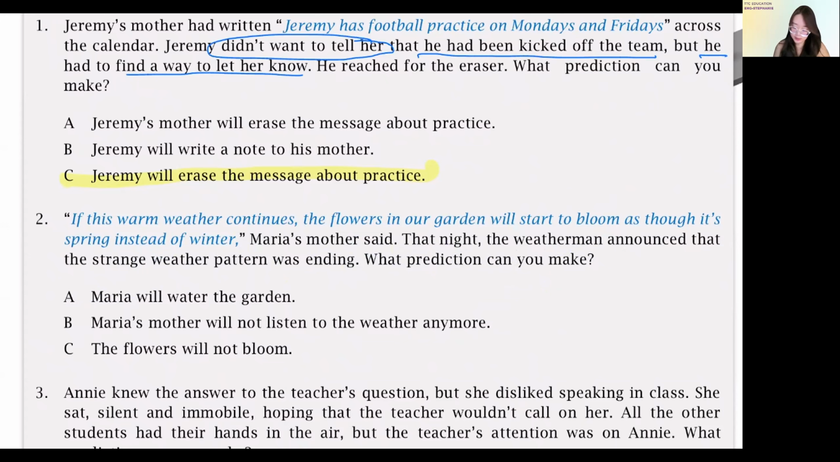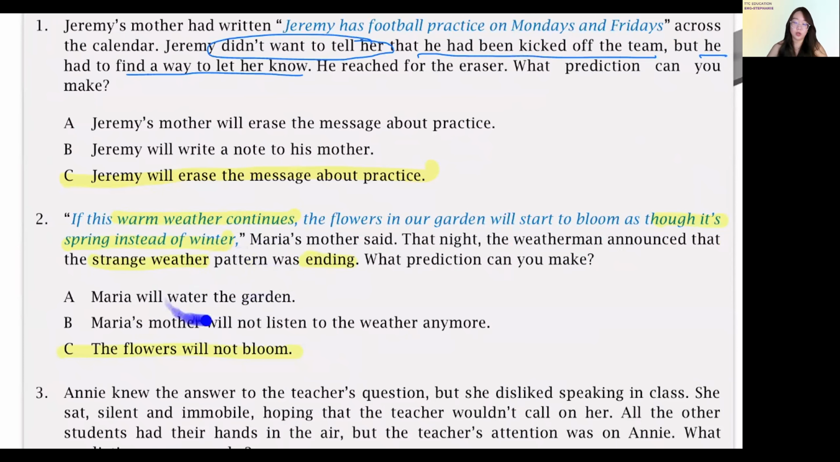Okay, so keywords here: warm weather continues, as if it's spring instead of winter. From this passage, we know that it's winter time. However, the weather is strange and the temperature is so high, like it's springtime, very hot. Then the weatherman announced the strange weather is ending. So what's the prediction? The flowers will not bloom because the weather will no longer be strange like spring instead of winter. Okay? Definitely not Maria watering the garden.